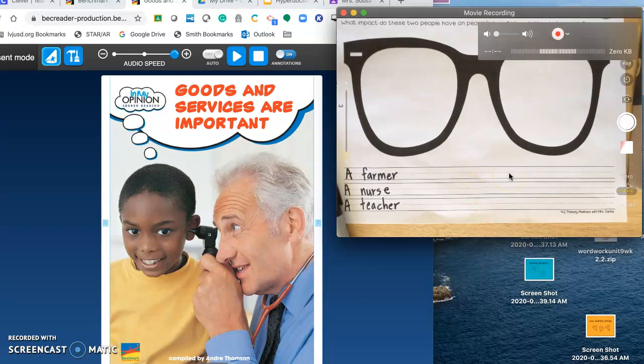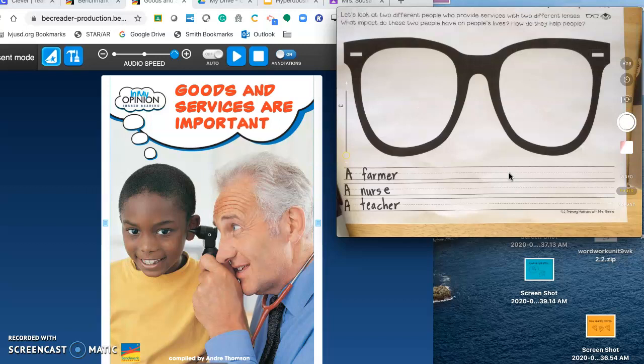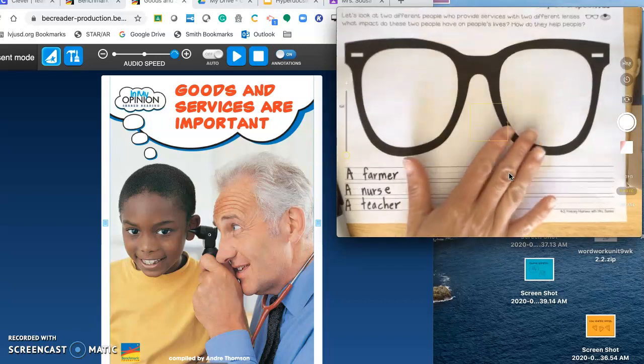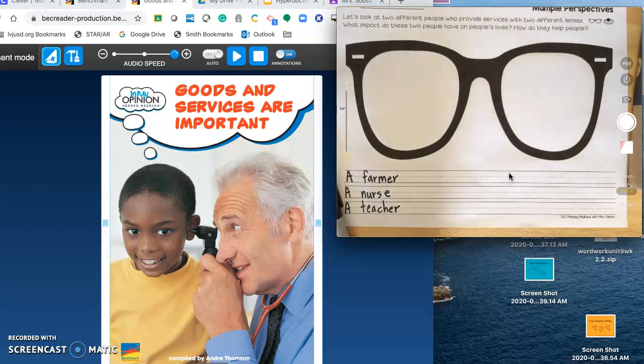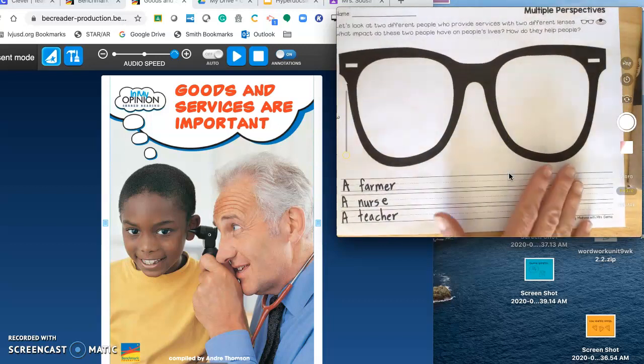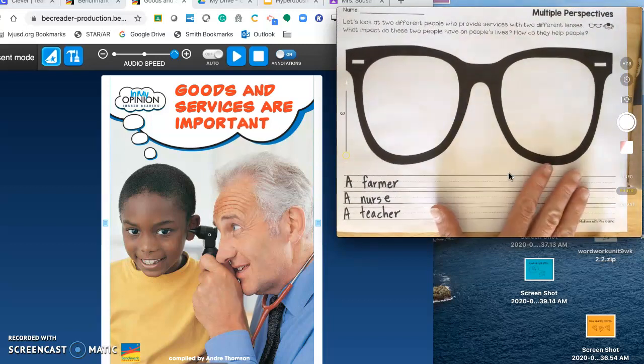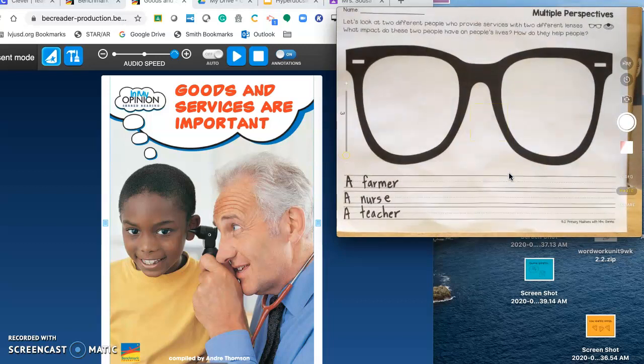Hi guys, today we are going to revisit the text Goods and Services Are Important, and we are going to look at some people in the text and discuss how those two people are connected. We're going to be doing this multiple perspectives worksheet that is on page 3 of your comprehension booklet this week. So if you want to grab that, we are going to work on that together.